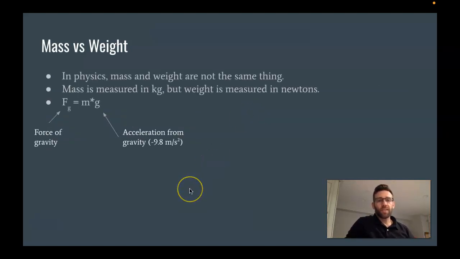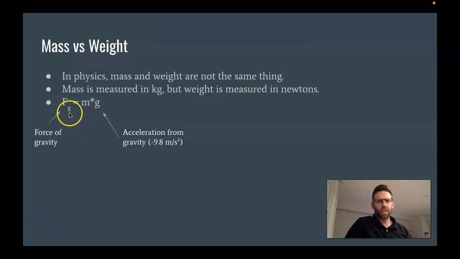All right, so in physics, mass and weight are not the same thing. Mass is measured in kilograms, so that kg there stands for kilograms. But weight is measured in newtons. So we might have this equation here where we might say Fg equals m times g. So let's explain what those variables mean.